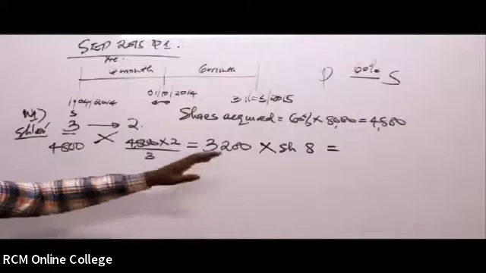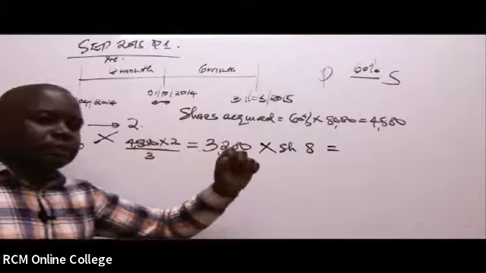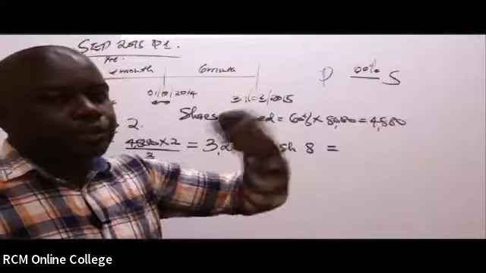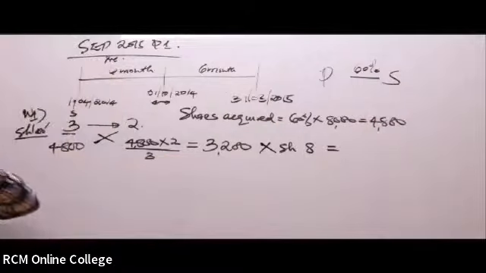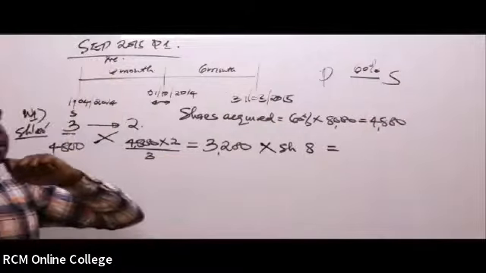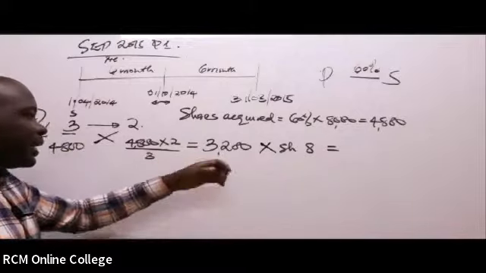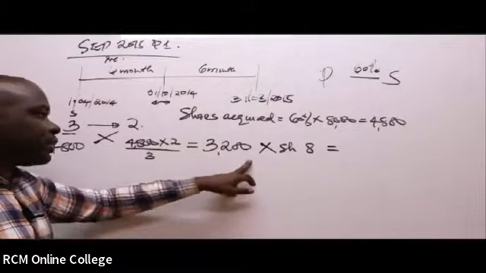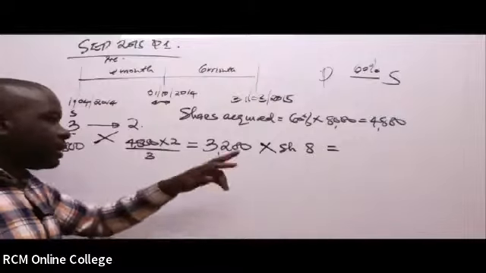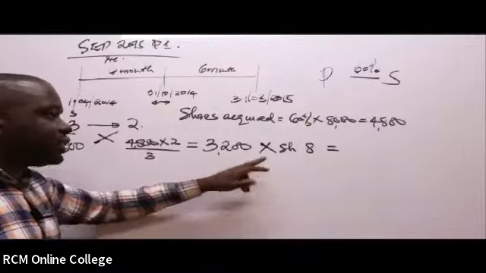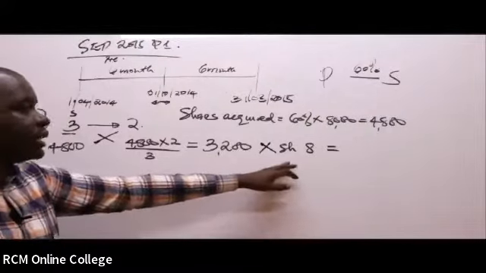In short, they did a share exchange. So they were donating shares as they also get shares. The shares they ended up getting in that share exchange were 3,200,000. But at that particular point in time, when they were doing the share exchange, the market price was 8 shillings.